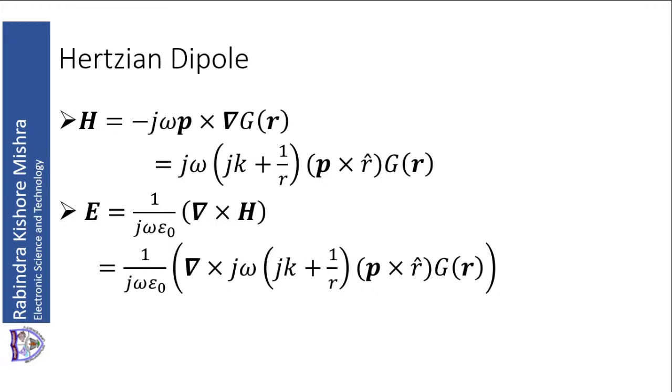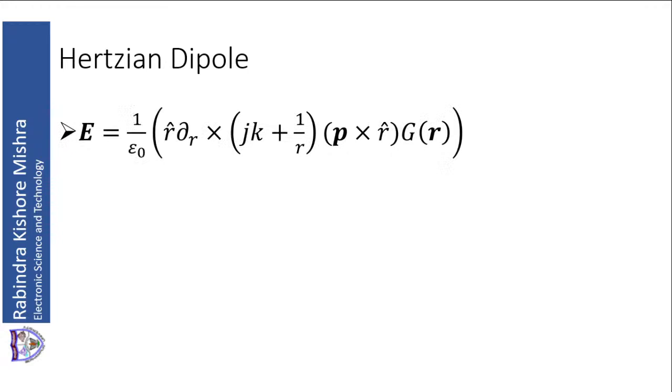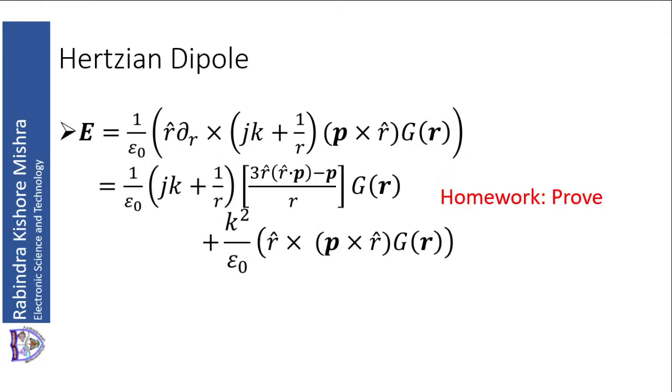Now let us rewrite that. We can rewrite it as 1 by epsilon 0 r cap dou r, which means it is operating, or differentiation with respect to r, of (jk plus 1 by r) into P cross r cap GR. From where do we get this dou r cross? This is because del, when it is independent of theta and phi, is equal to r cap dou r. So we are using that part only, and using that we get this equation.